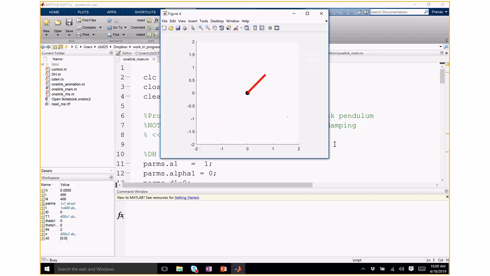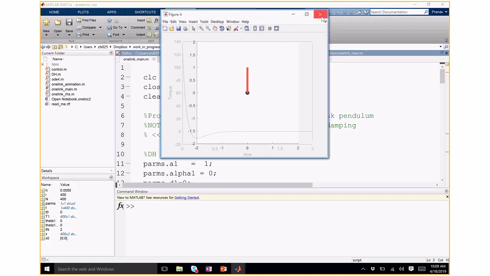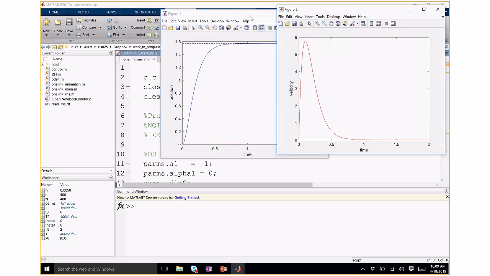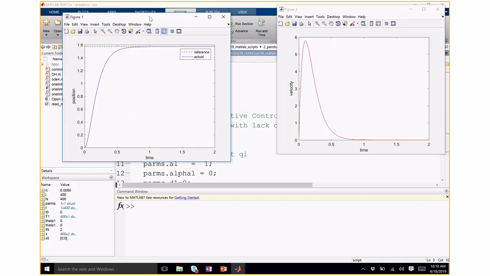If there's an overshoot, it goes there, comes to a stop at pi divided by 2. Let's look at the plots. Torque, velocity, and position. So you can see position goes from 0 to pi by 2. There's no overshoot, and since this is critically damped, this is the shortest time you can get it to pi divided by 2. Well, this is the shortest time for that particular Kp.